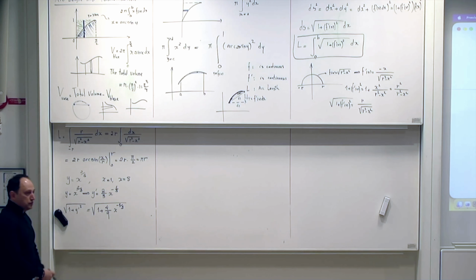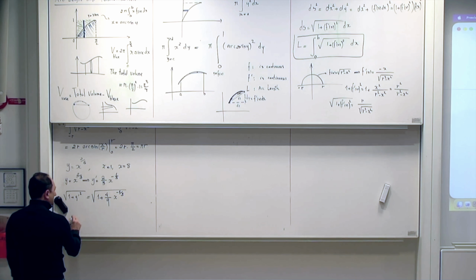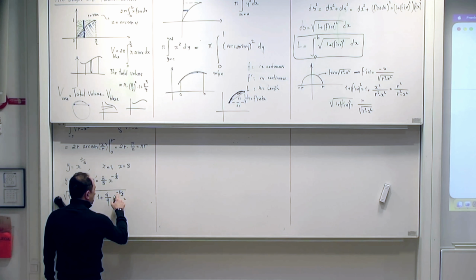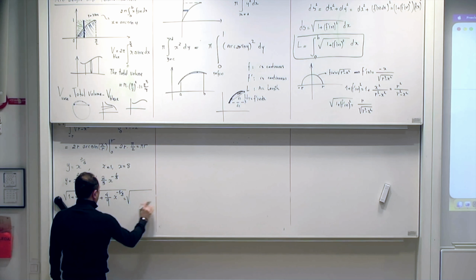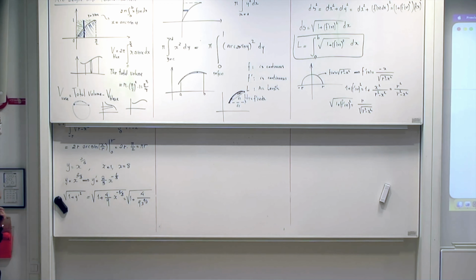Okay, so if you do this one up to here, I get this one. Do you agree with my calculations? And then I will try to simplify this a little bit. How, for example? I will get rid of negative exponents. So 1 plus 4 over 9 x to power 2 over 3. Yeah, I think we will be in trouble finally.